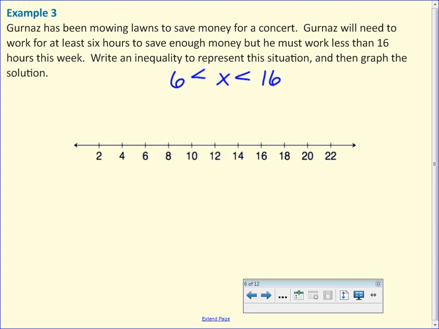But do we need equal signs somewhere? It says he has to work at least 6 hours. So will it be equal to 6 hours? Yes. But it says less than 16 hours. Can he work 16 hours? No. So that's our inequality. Now let's graph it. Since it can equal 6, we're going to use a closed circle. So he's going to work between 6 and less than 16. Open circle because it's not equal to 16.